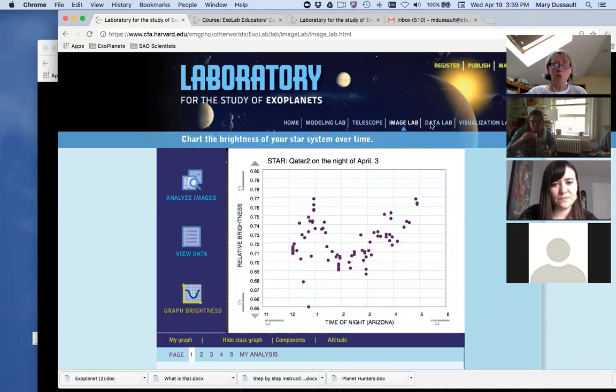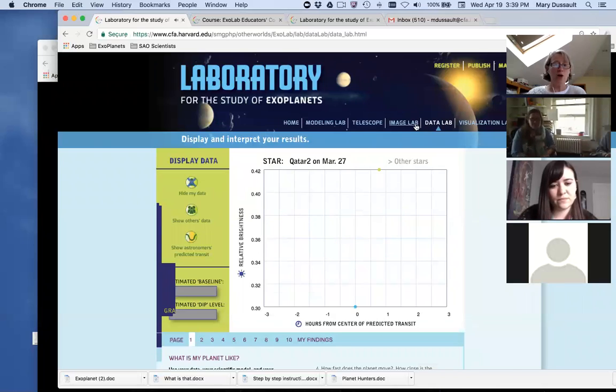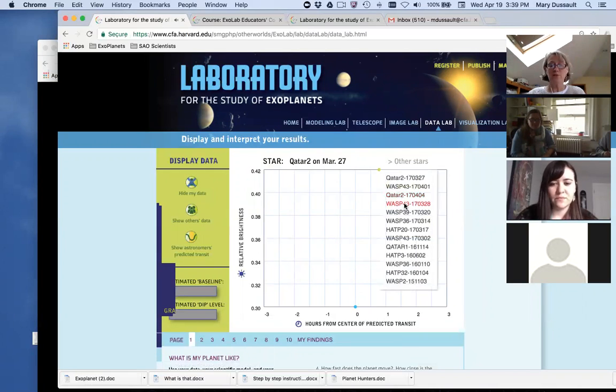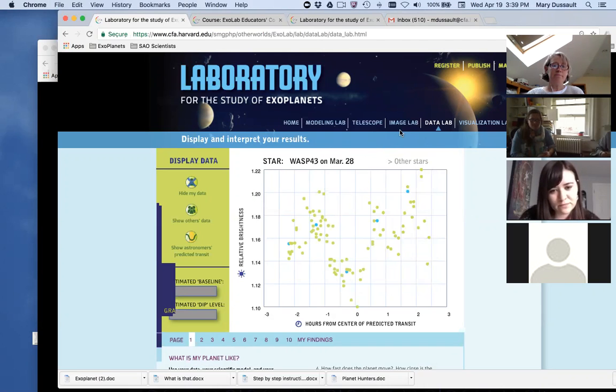Apologies for the week's delay, but as you'll recall, we were looking at WASP 43 on the night of March 28th, and when we looked at the image lab, you'll remember the data got messier at the end because the star was actually setting at the end of the run. We did some of that interpretation of the raw data back in webinar 2, but now we want to look at our final light curve here as a group.